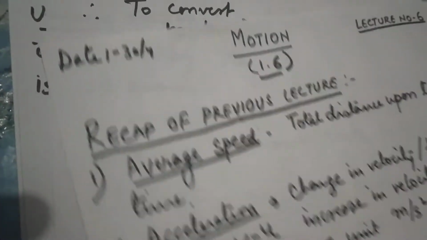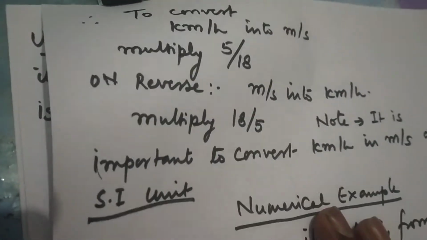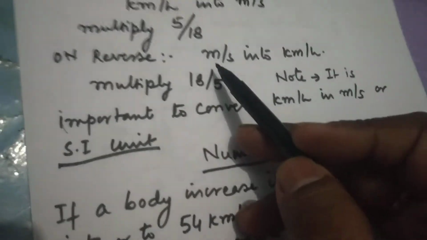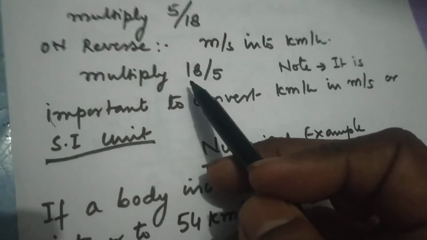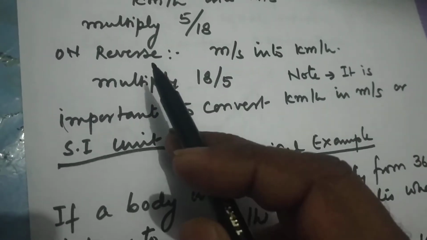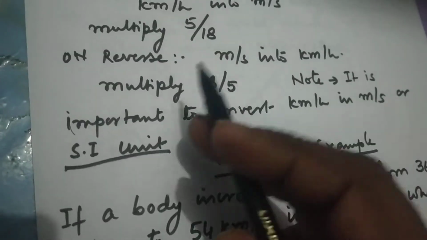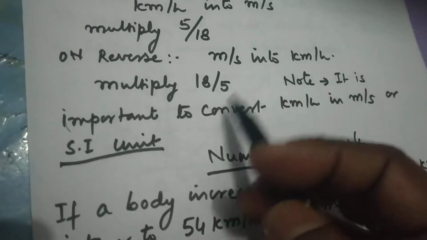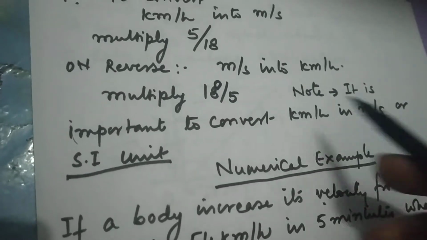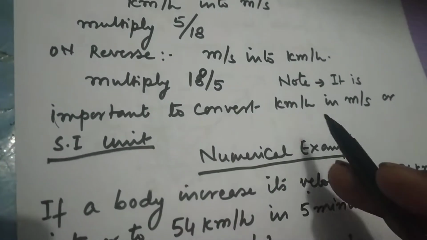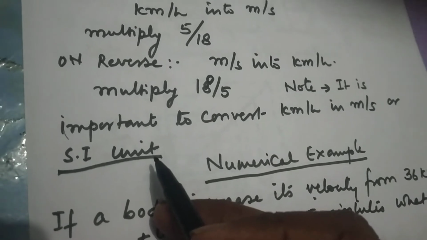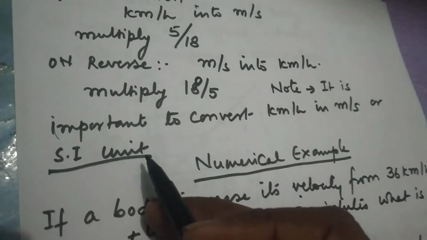Now we already read that to convert kilometer per hour into meter per second, multiply by 5 upon 18. But if you want to do it in reverse, meter per second into kilometer per hour, we take the reciprocal of it, that is multiplying by 18 upon 5. Dear student, if you want to convert kilometer per hour into meter per second, you have to multiply by 5 upon 18. But if you want to convert meter per second into kilometer per hour, you take the reciprocal, that is 18 upon 5. You should note that we must convert kilometer per hour into meter per second, which is the SI unit for velocity or speed. Otherwise we cannot use them in the numerical.